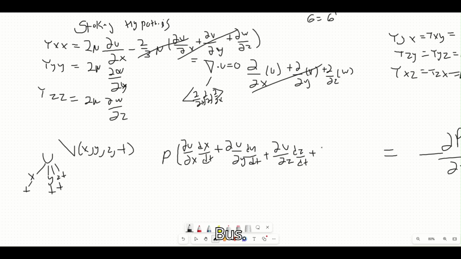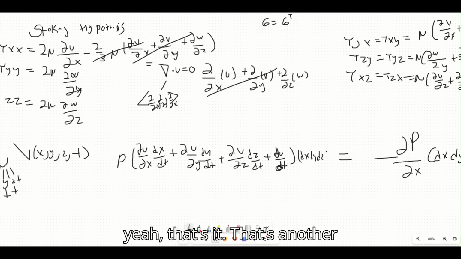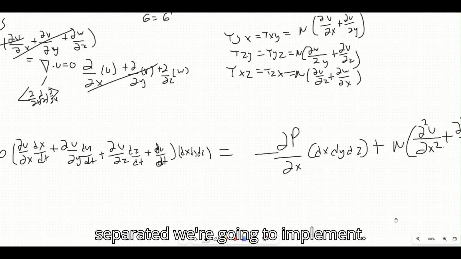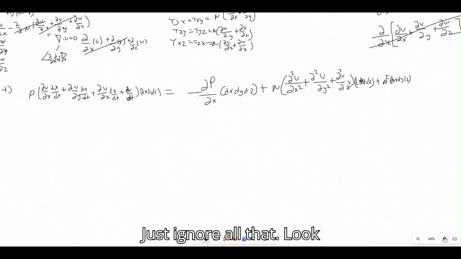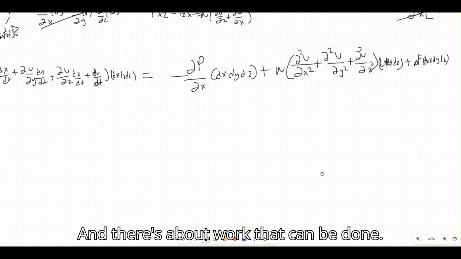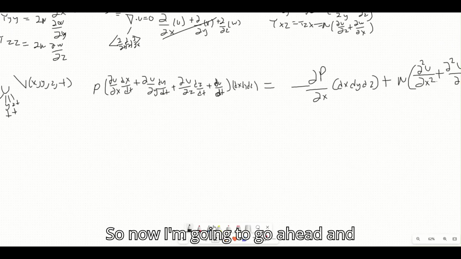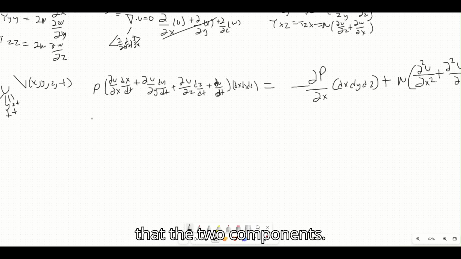Plus, let me just, so now we can also have gx, dy, dz, and yeah, that's it. That's another substitution for one component. You can just ignore all that. Let's look at the beautiful picture right here that we have. There's some more work that can be done. So now I'm going to go ahead and put in the other parts of the Navier derivation, the other two components.